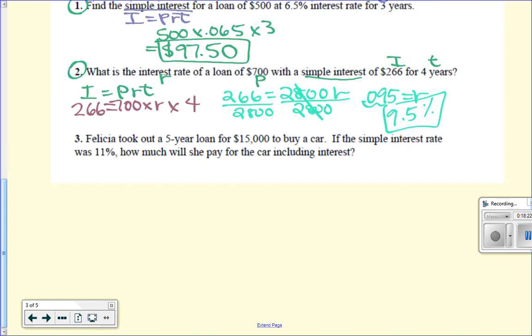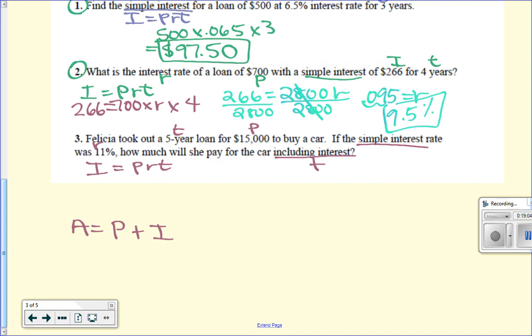All right, number 3, Felicia took out a 5-year loan. We'll label that as our time, for $15,000. That's our original amount to buy a car. If the simple interest, so we're gonna need that formula, and then here's our rate of 11%. How much would she pay for the car, including interest? When we include interest, what operation is that? Good. So we make sure we have a formula and then we add our interest to get our total, principal plus interest, okay?